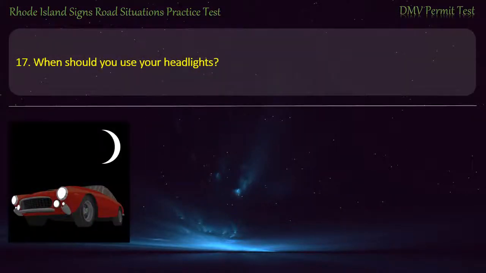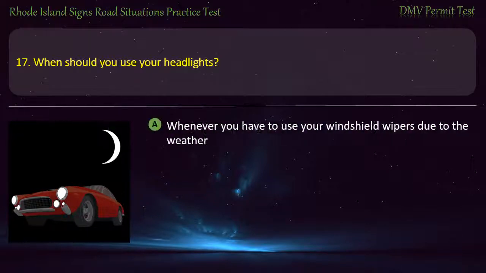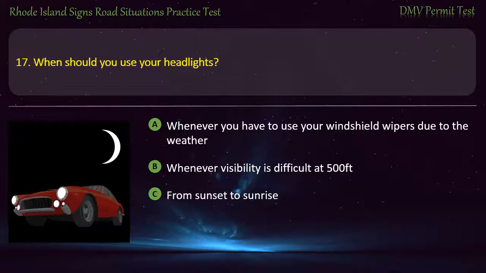Question 17. When should you use your headlights? Whenever you have to use your windshield wipers due to the weather. Whenever visibility is difficult at 500 feet. From sunset to sunrise. All of the above. Answer. All of the above.